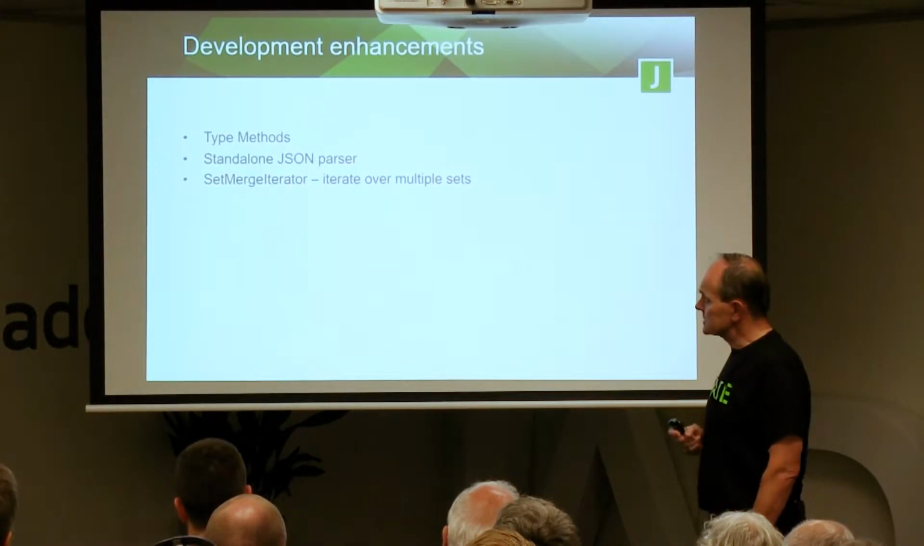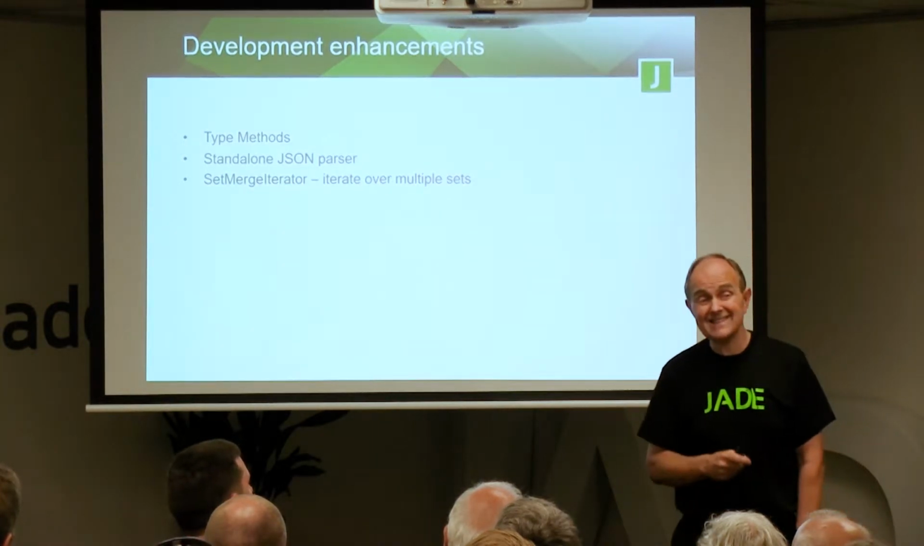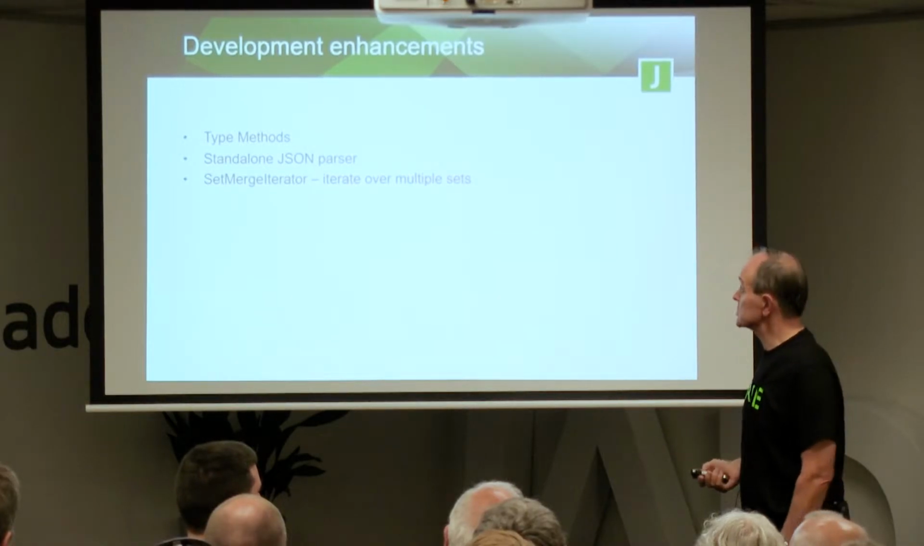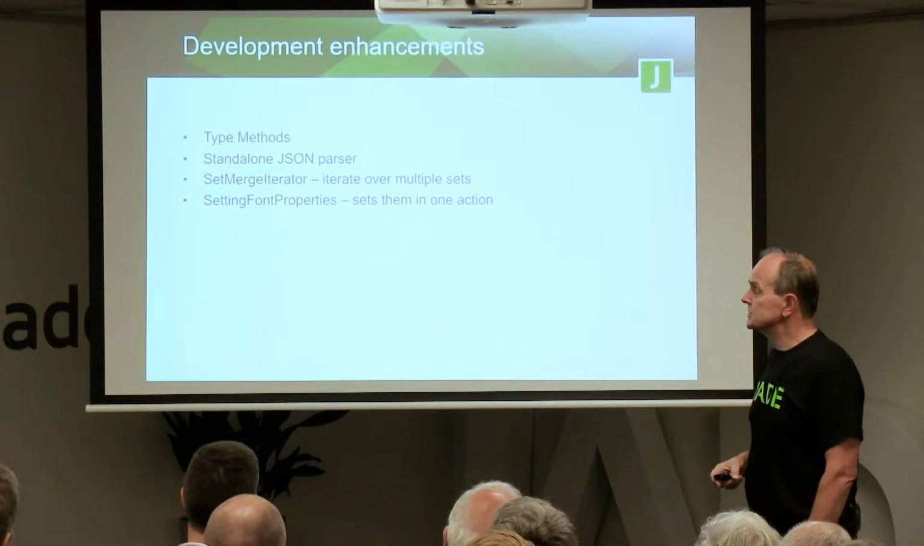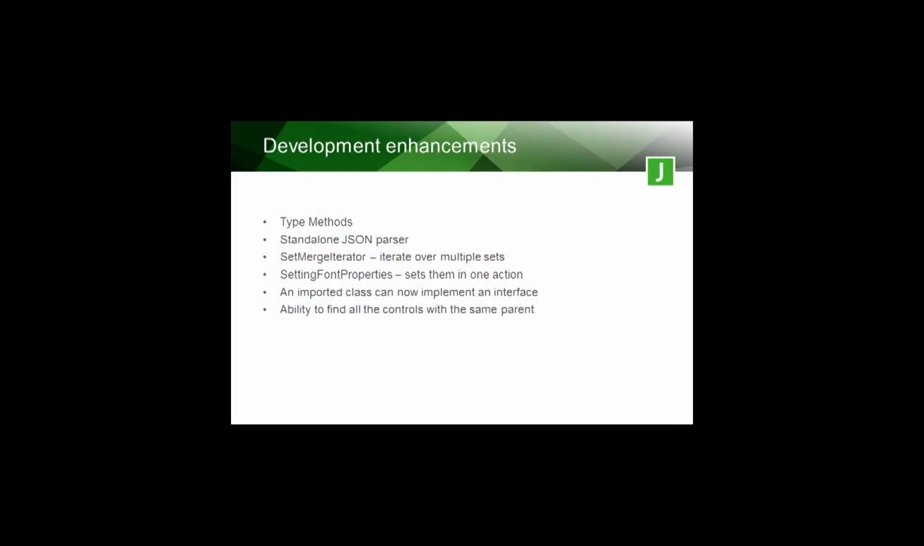There's a method, a set merge iterator, which enables you to iterate over multiple sets at the same time, and those sets don't necessarily have to have the same membership. Setting font properties can be a bit of a pain because you've got to do 4 different steps to do this. You can now do all of that in one method. Imported classes can now implement an interface, which is a restriction we had before.